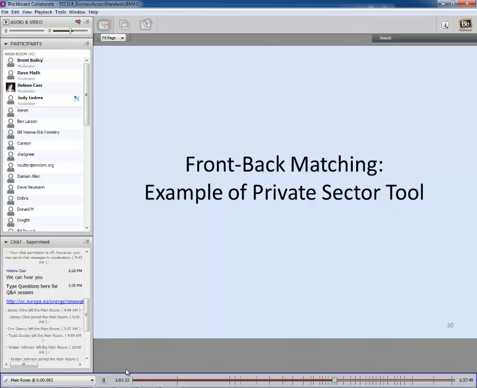I want to turn the floor over to Dave Muth of Ag Solver, a collaborator and friend of mine from Ames, Iowa, to give us an example of this front-to-back matching of how we would use a private sector tool, of which Ag Solver is one of the leaders in providing. So Dave, I'm going to turn this over to you, and I will join then after you're done, Dave, and talk a bit about forestry.